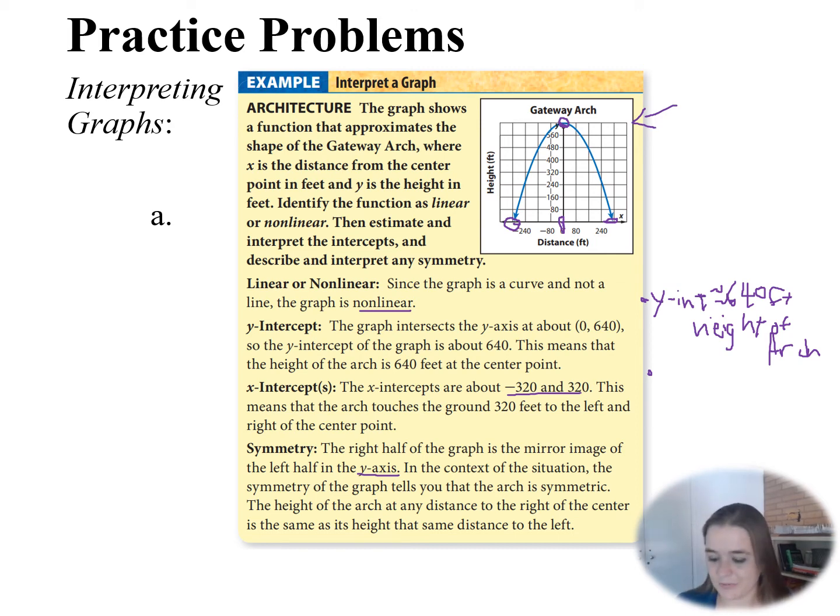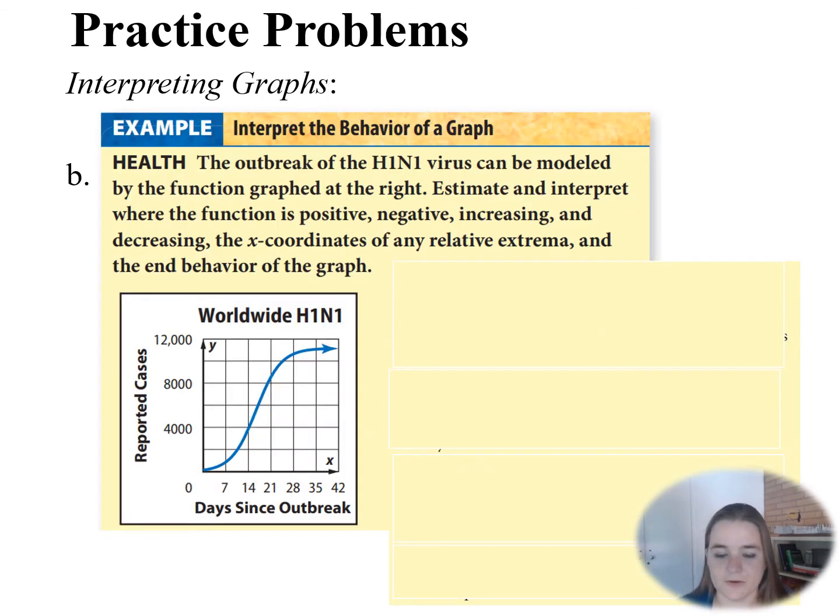One more practice problem. You're going to sketch the graph in your notes. This time we're talking about the H1N1 virus, and I think this data comes from that 2009 outbreak of the swine flu, which is H1N1. The H1N1 virus can be modeled by the function graphed below. Estimate and interpret where the function is positive, negative, increasing, decreasing, and the x-coordinates of any relative extrema and the end behavior of the graph.